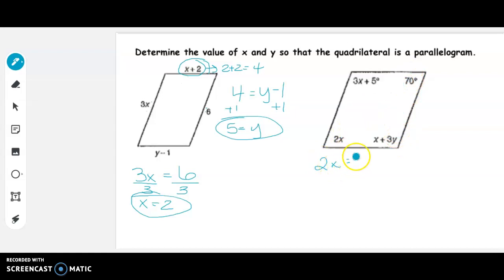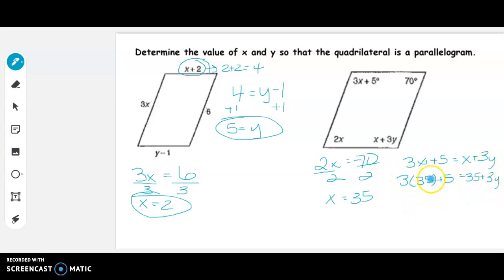So 2x equals 70. Divide by 2. My x is equal to 35. So that's what x would have to be. And then I know 3x plus 5 would have to equal x plus 3y. Well, I already know what x is. So I'm going to do 3 times 35 plus 5 equals 35 plus 3y.